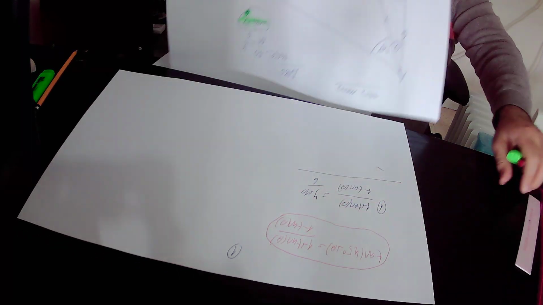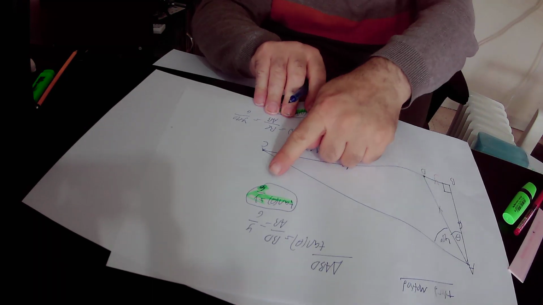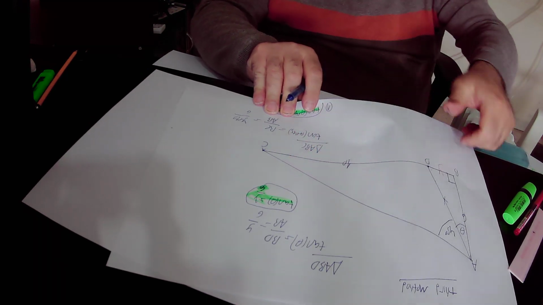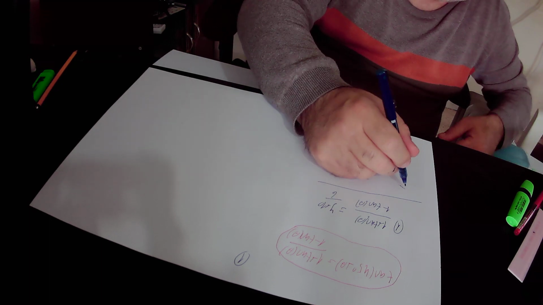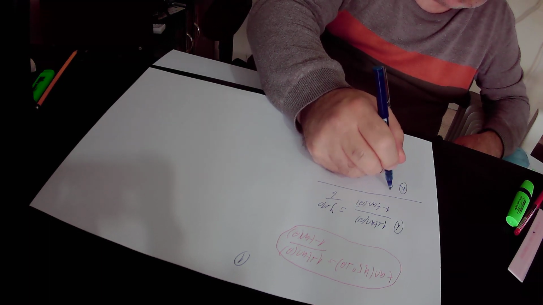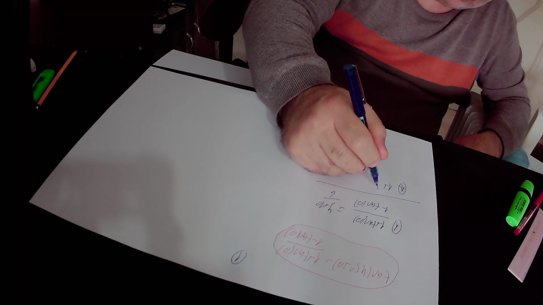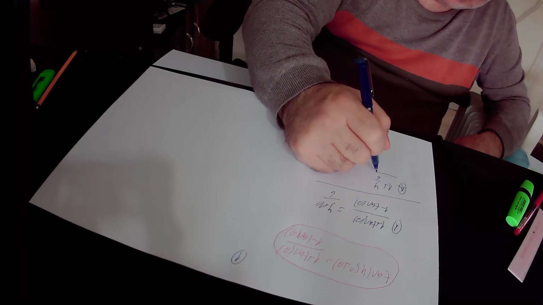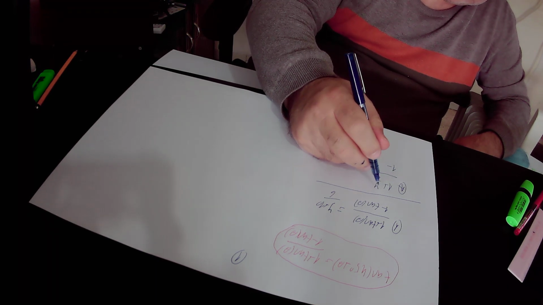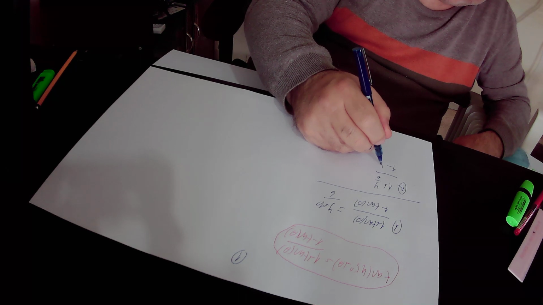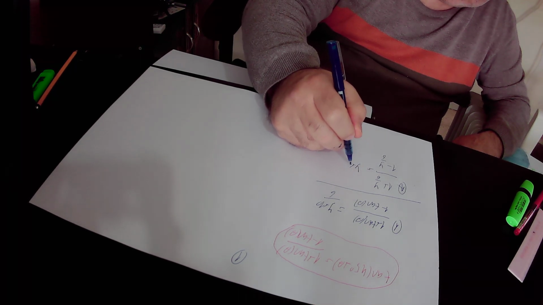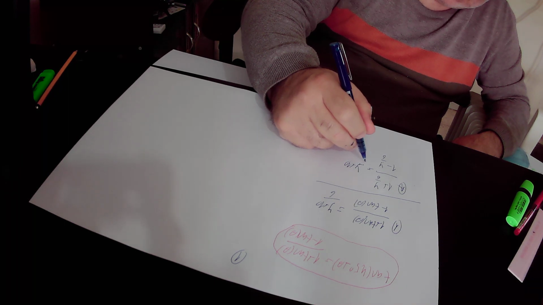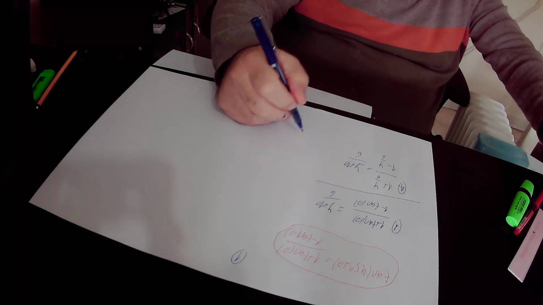But we have already found out that tangent theta equals y over 6, so we can substitute tangent theta in equation number 1 by y over 6, and we get that 1 plus y over 6 over 1 minus y over 6 is equal to y plus 10 over 6.